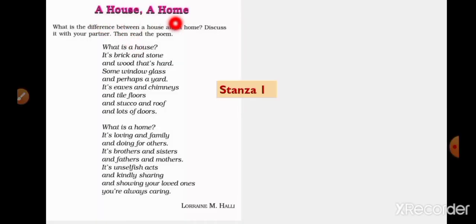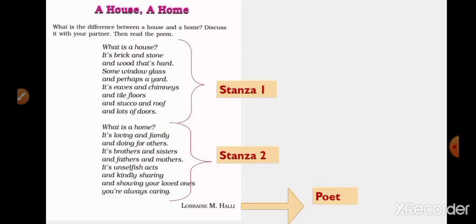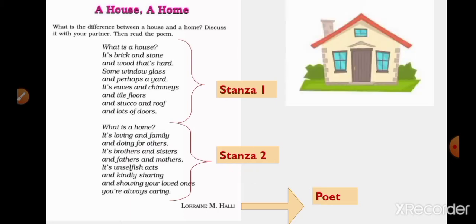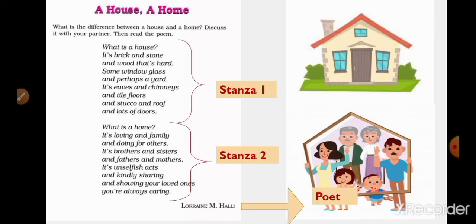A House, a Home is a very short poem consisting of 2 stanzas. So this is stanza 1 and this is stanza 2. And it is written by an American poet, Lorraine M. Halli. So in this poem, she has brought out a very clear difference between a house and a home.